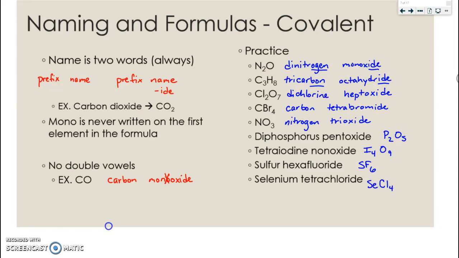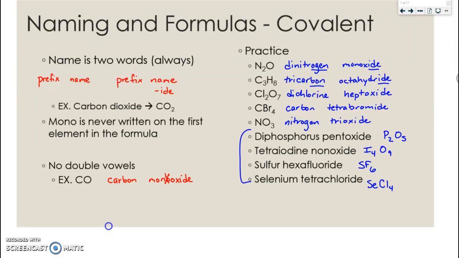When I'm writing their formulas as I am here, all you have to do is look at the prefix. Diphosphorus means there are 2 P, and pent oxide means there are 5 O's. So you're not crossing your charges here. Keep the number with the element that is directly connected to.